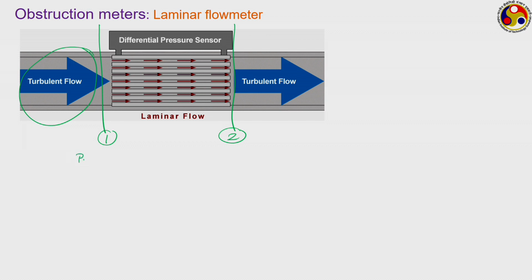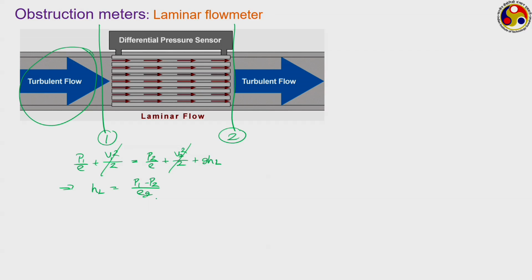If we apply Bernoulli's equation, then P1 by rho plus V1 square by 2 is equal to P2 by rho plus V2 square by 2 plus G into HL, there is no change in elevation, where G into HL refers to the loss in head because of this. Now, 1 and 2 have the same cross section areas. So, under steady state condition V1 and V2 are equal. That means HL is equal to P1 minus P2 by rho G.